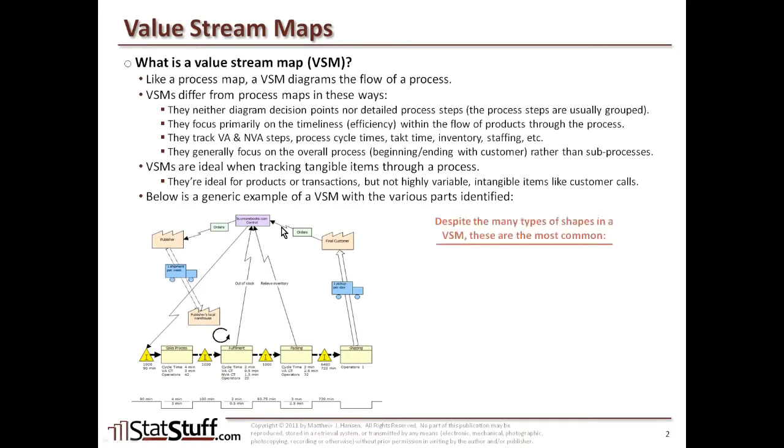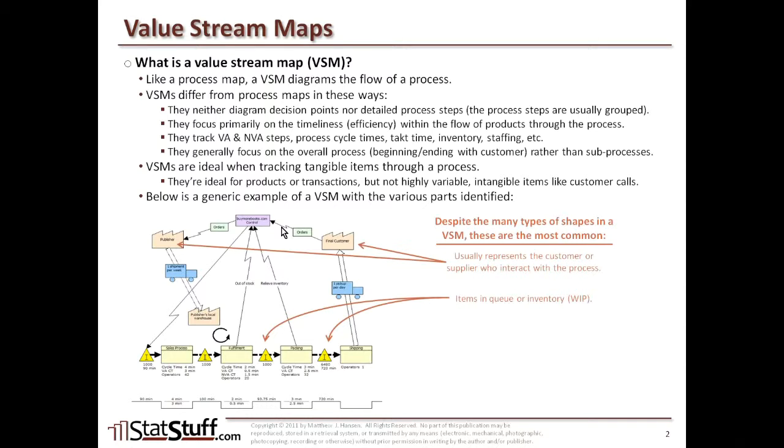To break down some of these different components, here are some of the basic shapes that are usually used within the value stream map. The first shapes reflected here are the publisher and final customer. These usually represent the customer and the supplier who are interacting with the process itself. Next you might see shapes like these triangles that reflect the items that are in queue or inventory, or the work in process, the WIP.